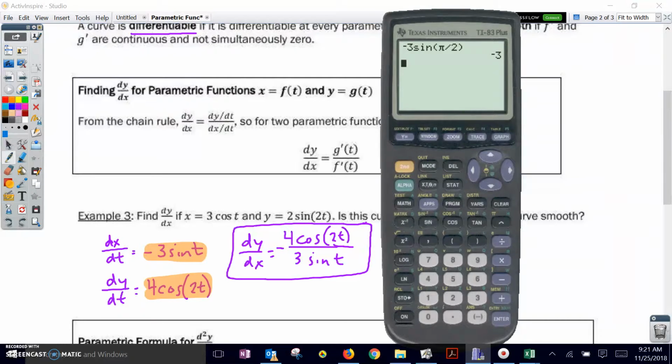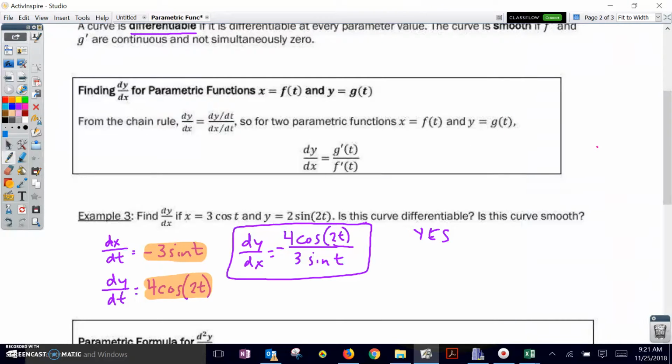Let's see, is there any value where they're both simultaneously 0? So we would need the sine to be 0, but the cosine of twice that value to be 0. And there is no such value. So, is this curve smooth? Yes. Alright.